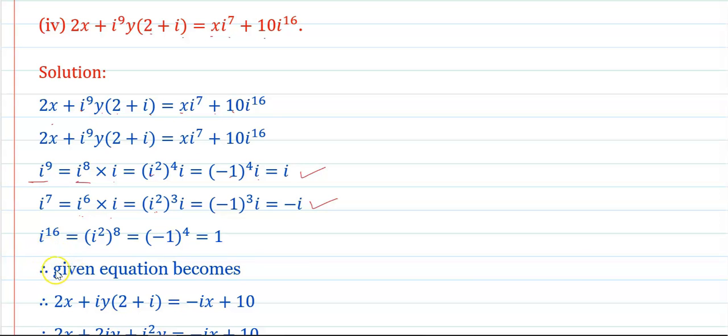i^16 means what? (i^2)^8. i^2 is minus 1. Minus 1 to the power 8, you will get plus 1.